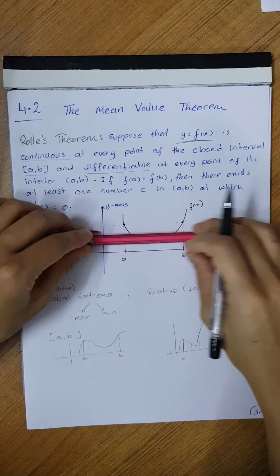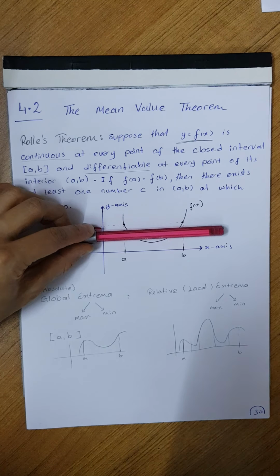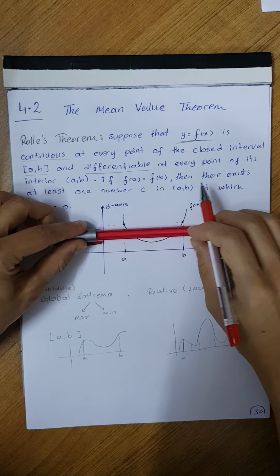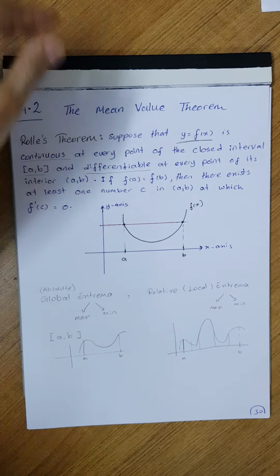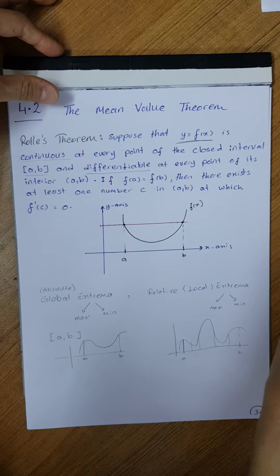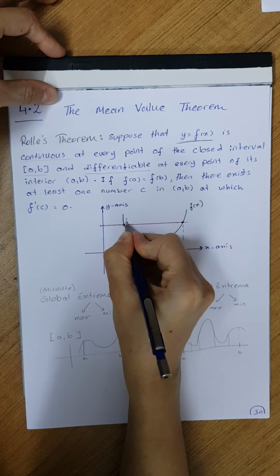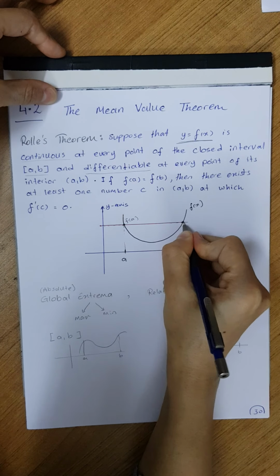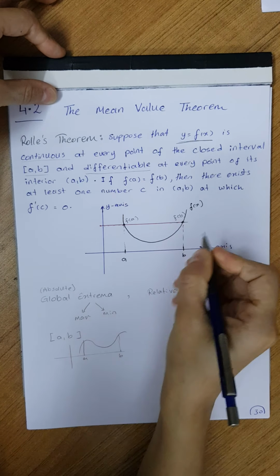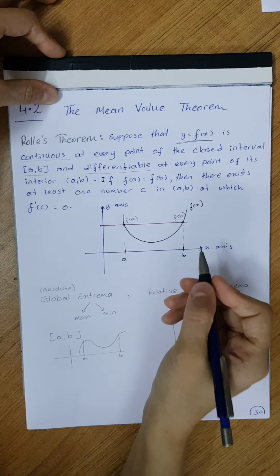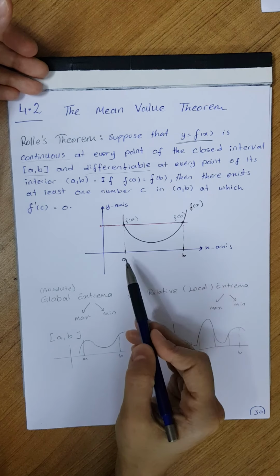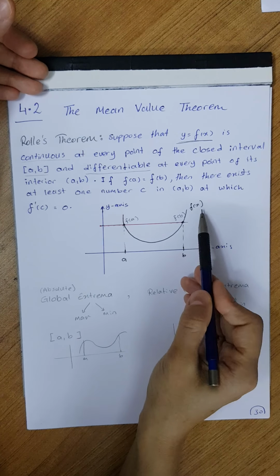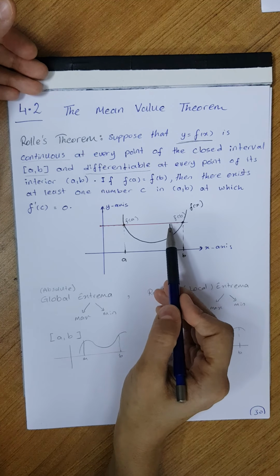If I draw this, I get that point is f of a, and that point is f of b. If I see, their y's are the same. It says if f of a is equal to f of b, I'm putting this one into the function and that one into the function, and I get that these two are equal to each other.